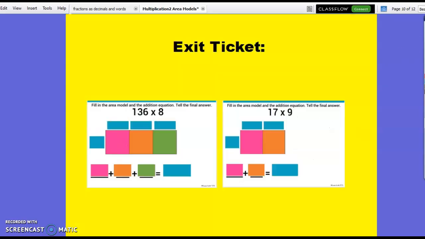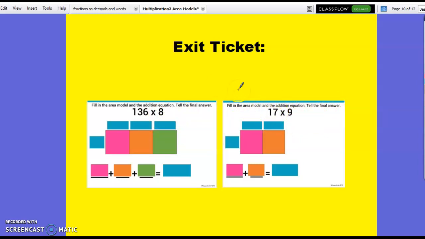So your next is your exit ticket. I want you to try to work these two problems. And again, I have them on Google Slides. So you can actually type in those blue boxes and the pink and the orange and the green boxes. So they will be on your Google Slides for your number 2 for today. Wednesday number 2, it is a Google slide for multiplication.